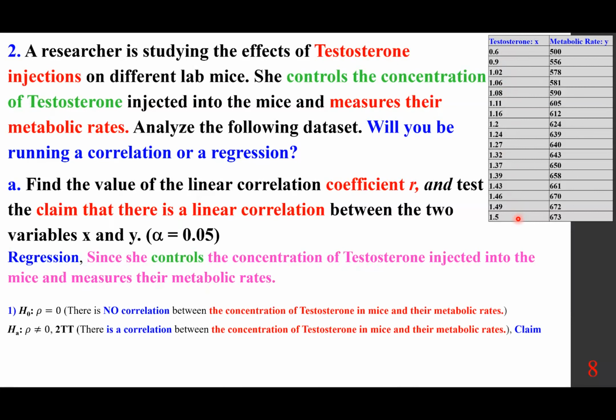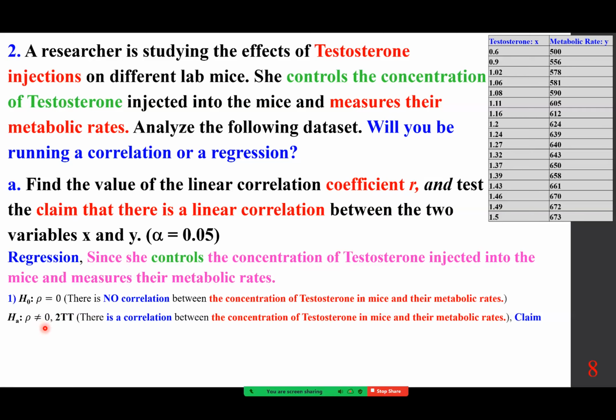First, what is the test of hypothesis? Rho equals 0, rho is not equal to 0, it's a two-tailed test. What is rho equal to 0? There is no correlation. What is rho not equal to 0? There is a correlation. So what does it mean? Part 1, there is no correlation between the concentration of testosterone in mice and their metabolic rates. In this case, there is a correlation between the two, and that is the claim in essence. That's what we are checking.